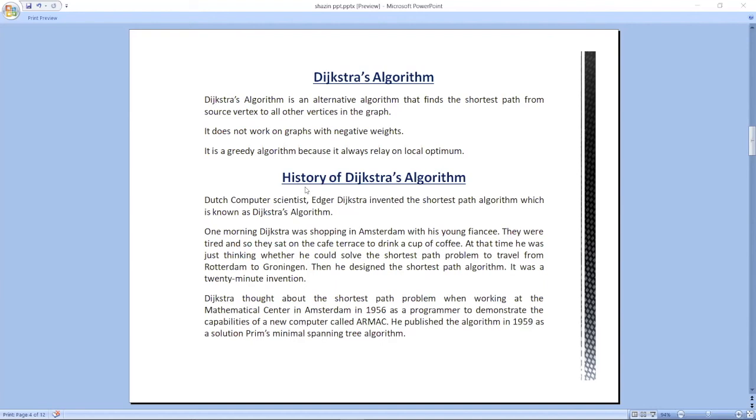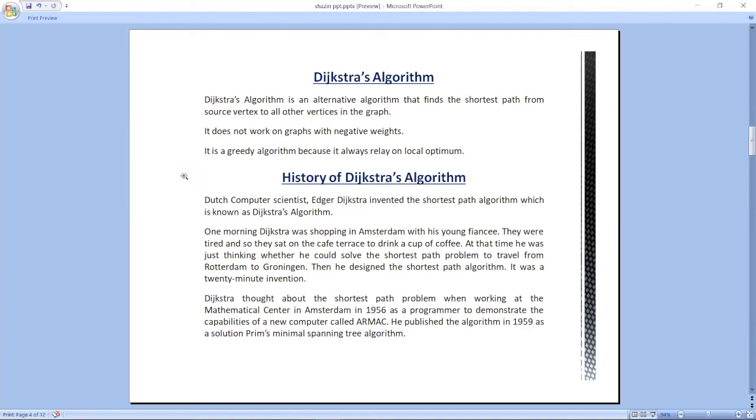Now I want to start a small history of the Dijkstra algorithm. Dutch computer scientist Edsger Dijkstra invented the shortest path algorithm, which is known as Dijkstra algorithm.